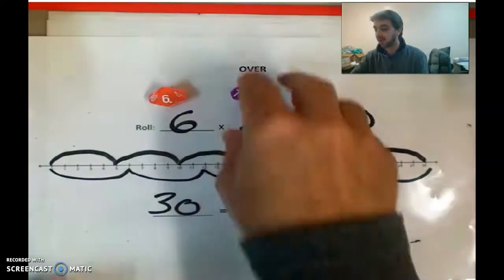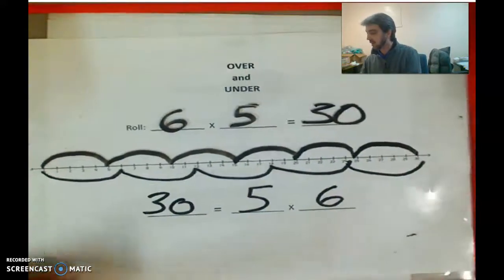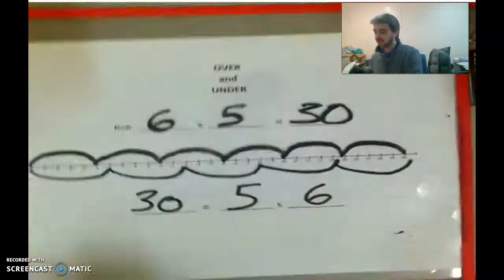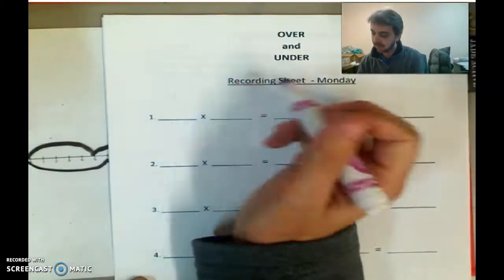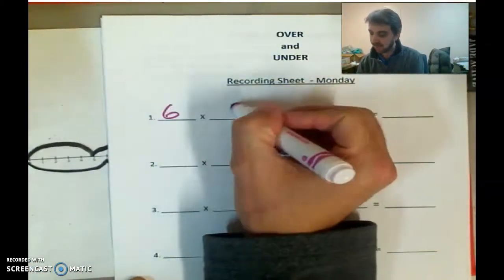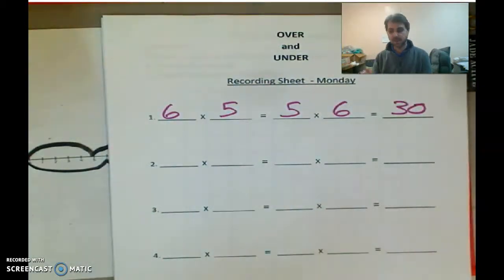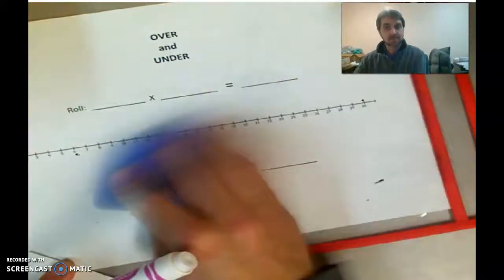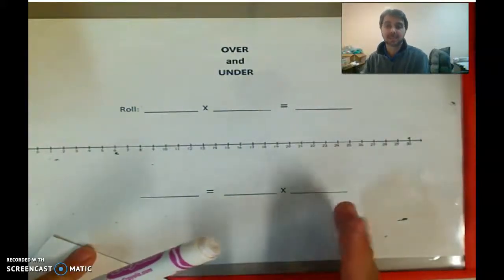Okay? All right, so then, remember you've got your recording sheet, so once you've done that, you would just write down on your recording sheet, you did it 1 time, so you'd write down, oh, I did 6 times 5 is the same as 5 times 6, which is equal to 30. Okay? And then you go back, you erase it, and then do it again. Okay? This is great practice for learning your multiplication facts and understanding the commutative property.